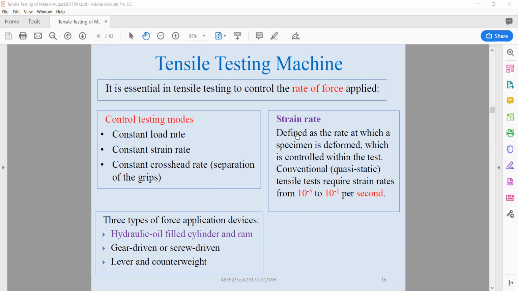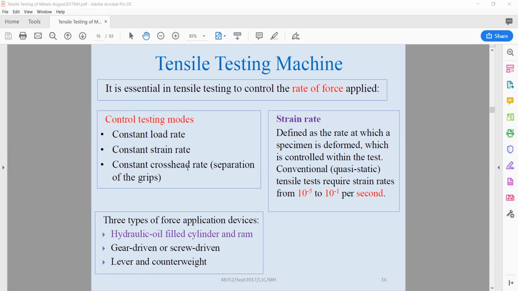So the strain rate is defined as the rate at which a specimen is deformed, which is controlled within the test. Strain rate is when you apply the load by monitoring the strain. It means you apply load based on the response of the sample. That is the reason that makes this type of test complex.